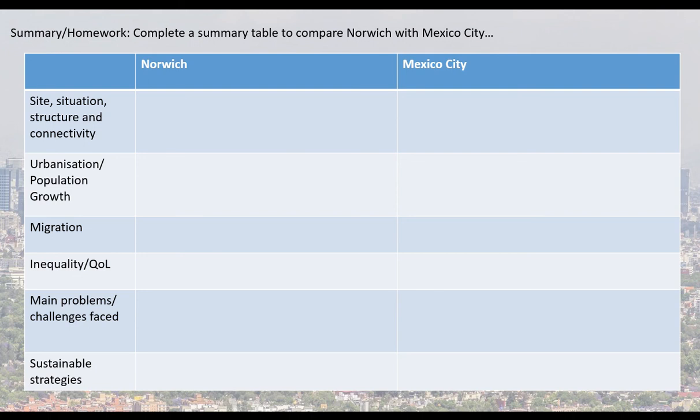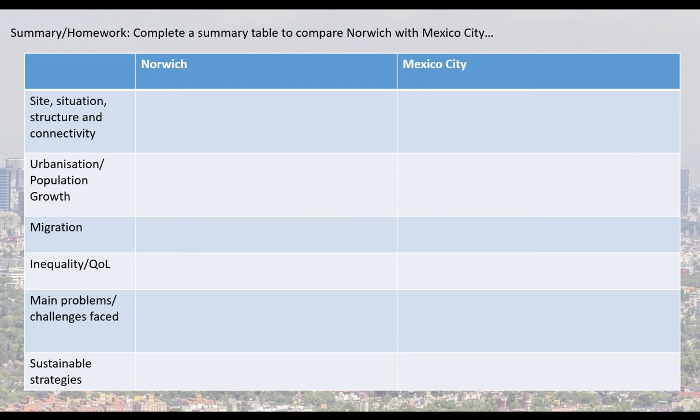As a good comparison tool for you, what I'd like you to do is compare all of your notes on Norwich with all of your notes on Mexico City and summarize it in bullet points in the table that you see here. So, for example, what are the key similarities or differences between Mexico City and Norwich in terms of the site, situation, structure, connectivity? For example, connectivity is an easy one. Norwich is connected to the rest of the world by its airport, but that has to go via Schiphol in Amsterdam, whereas Mexico City, I suspect, anyway, has an international airport which links it to many other parts of the world directly. So that might be one thing.